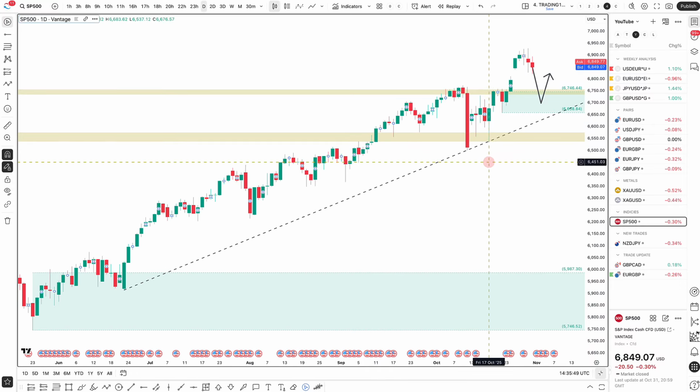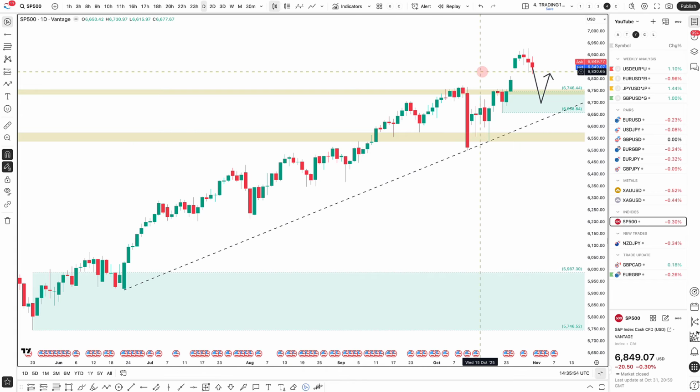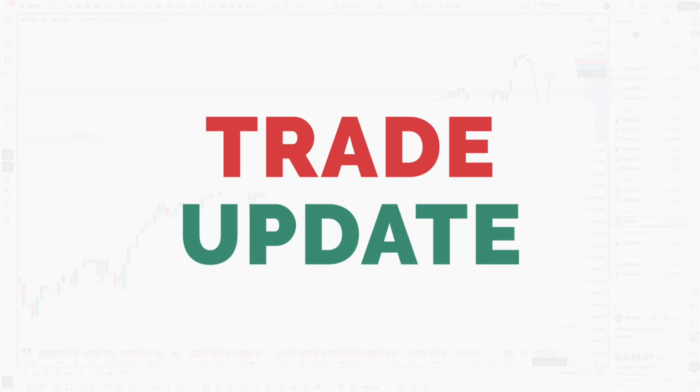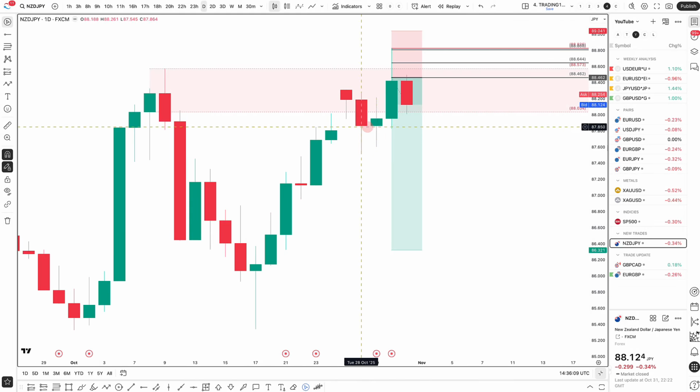But again, unless the Fed start to really get hawkish and the market prices out any more rate cuts, then you're likely to see prices, even if they pull back and break that trend line, continue to move to the upside. New trades. So a trade that I am in this week is the New Zealand yen.